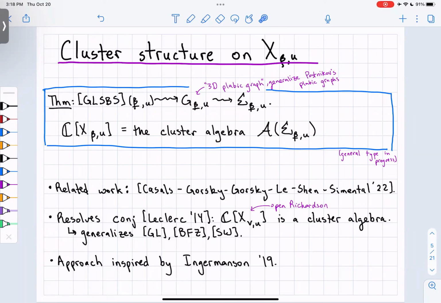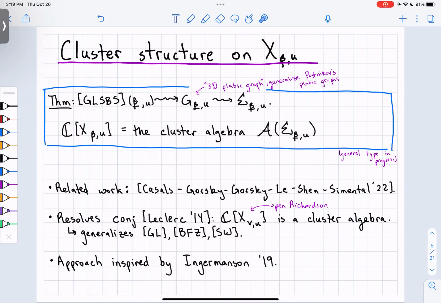I should also say it resolves a couple of conjectures and generalizes some previous work. The conjecture was of Leclerc in the case of Richardson varieties. And finally, our work owes an intellectual debt to the PhD thesis of Ingermanson. She was a student of David's who went into industry immediately after her PhD. Her PhD was never published, but we're building on some of her ideas.